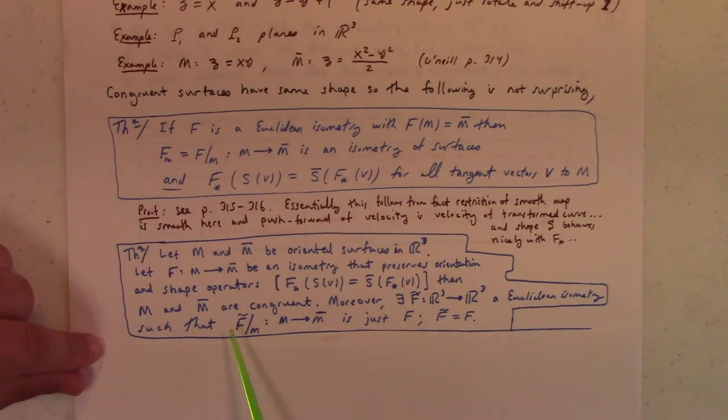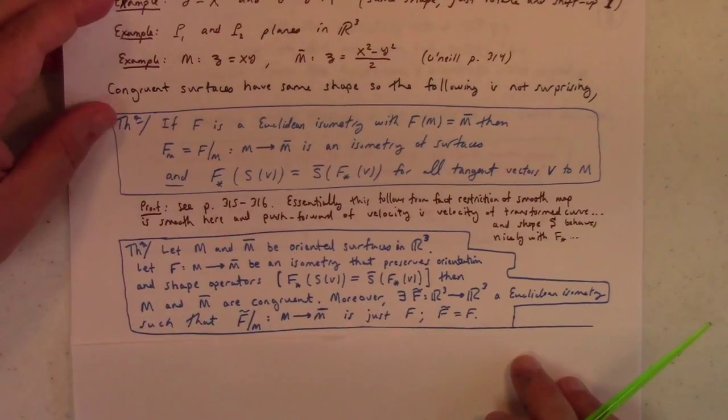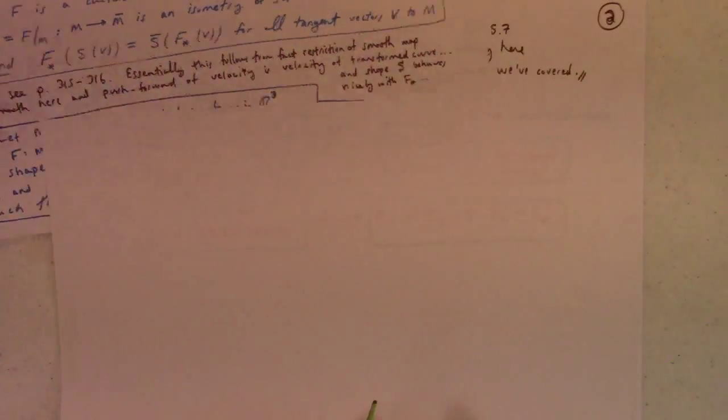then M and M bar are congruent. Moreover, there exists a Euclidean isometry, in other words, a rigid motion from R3 to R3, such that you can restrict the rigid motion to the surface, and then that restriction you can identify with the given isometry, which satisfies this shape-preserving condition. Okay, and again, the theorem can be found in O'Neill.